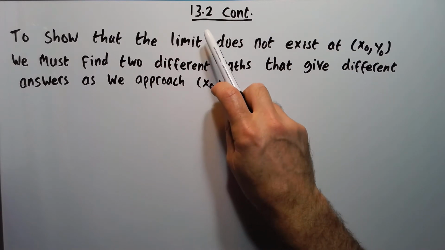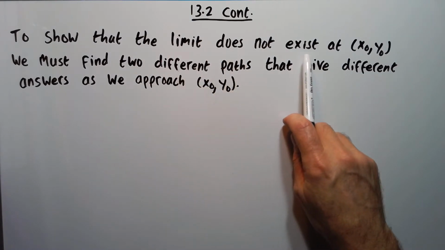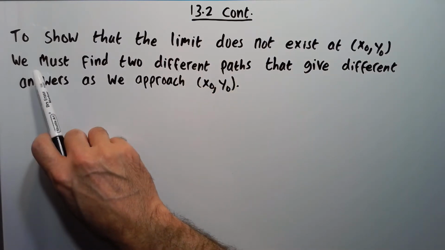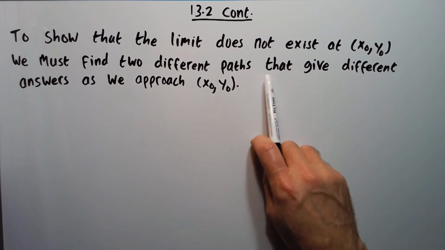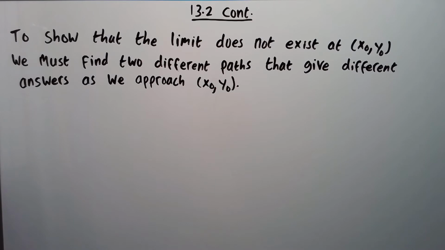Okay, so this is 13.2 continued. To show that the limit does not exist at x0, y0, we must find two different paths that give different answers as we approach x0, y0. So let's look at an example here.